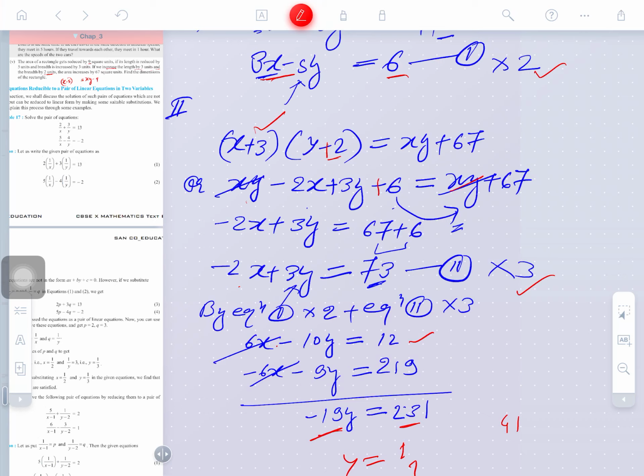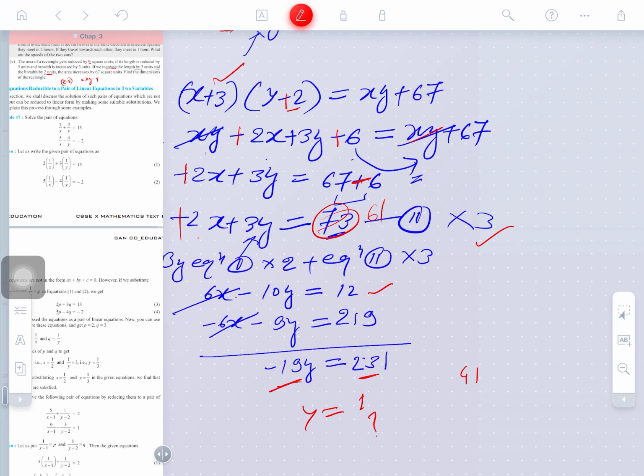xy cancels, so it shall be plus, clear? So it shall be minus, right. So 3y, here 2x plus, here plus, here minus, and 61 will come here, positive. So the second equation is 2x plus 3y is equal to 61. This is the second equation.